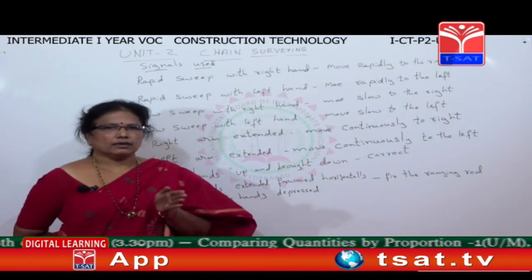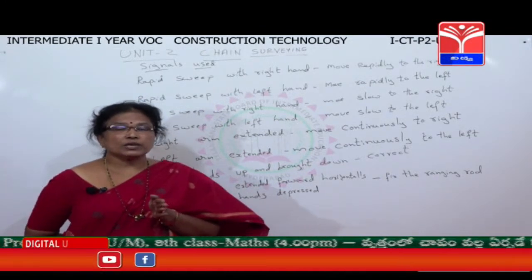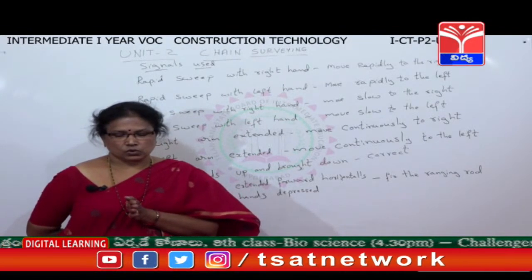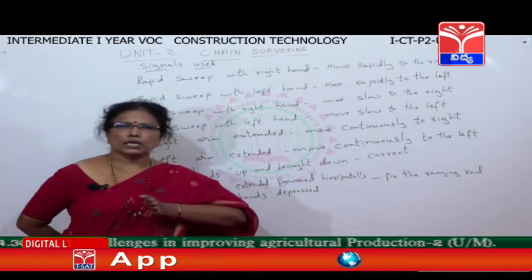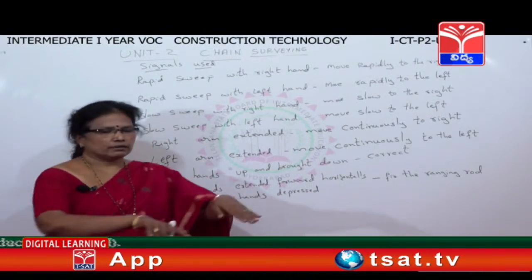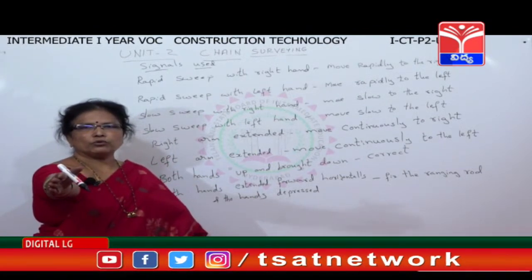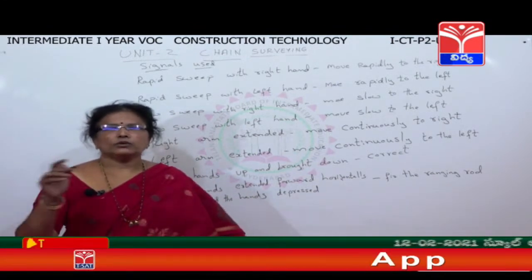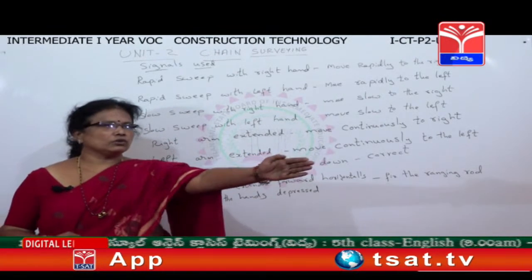Next signal is slow sweep with the left hand. Like this, the left hand is swept slowly in the left direction. Then you have to move the ranging rod slowly to the left side. Then next, right arm extended: continuously move the hand to the right side, then you have to move the ranging rod continuously to the right-hand side. Left arm extended means move continuously.